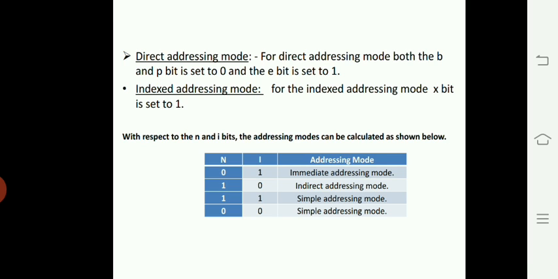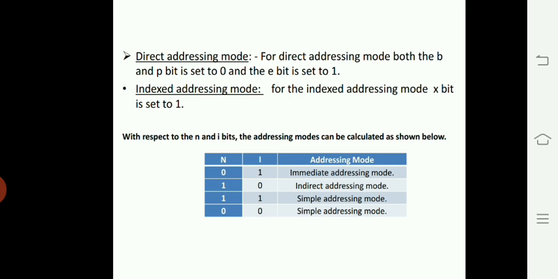The E bit represents whether the instruction is format 3 or format 4. If the E bit is set to 0, that indicates the instruction is a format 3 instruction, and if the E bit is set to 1, that represents that the instruction is a format 4 instruction.